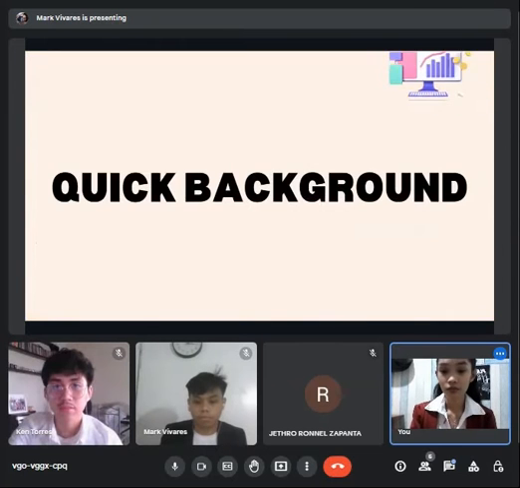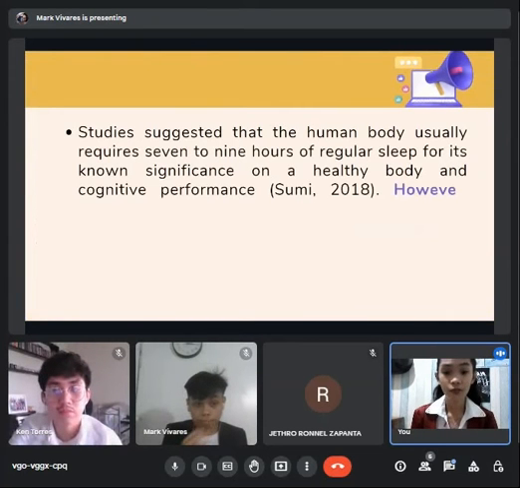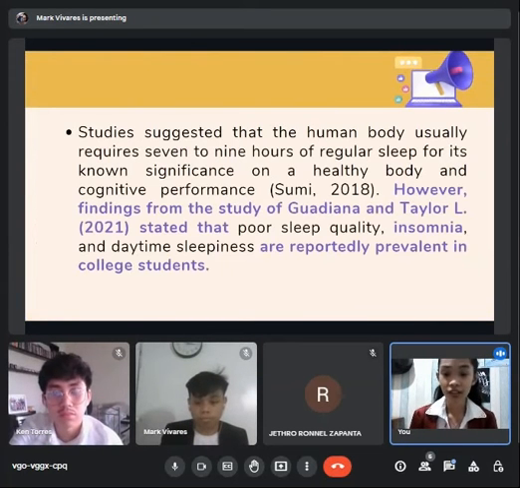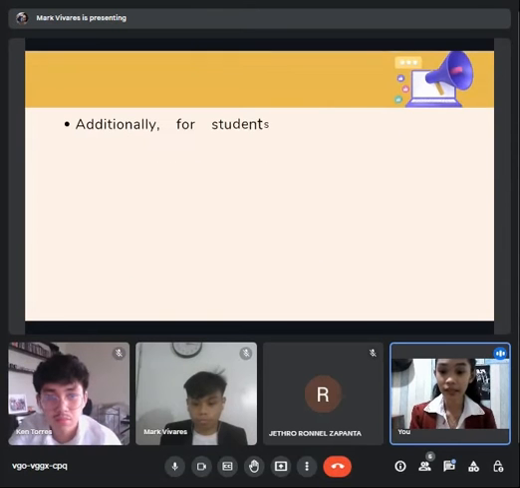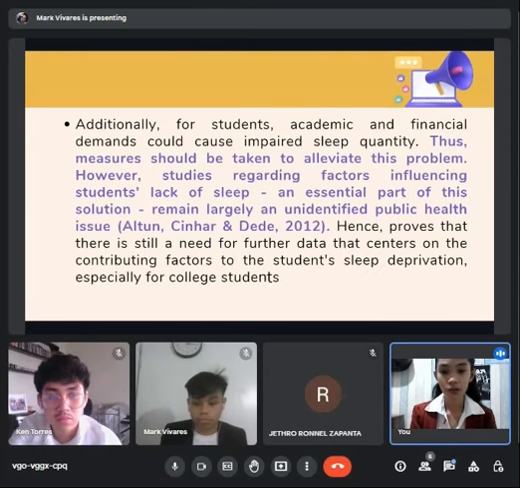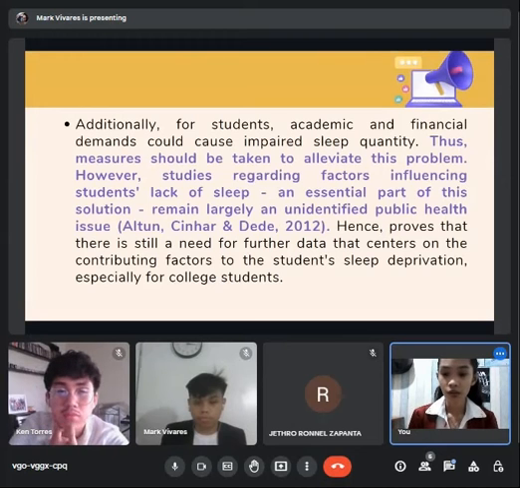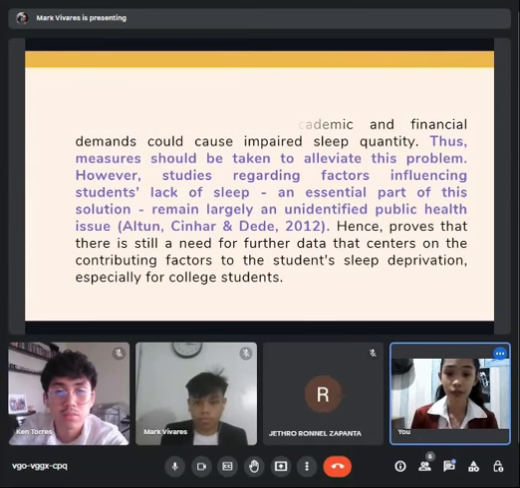For our quick background, in summary for this paragraph, as stated by Guadiana and Taylor in 2021, sleep deprivation is prevalent to college students. Hence, measures should be taken to alleviate this issue. However, studies regarding factors influencing student sleep deprivation, an essential part of this solution, remain largely an unidentified public issue, as mentioned by Alton, Sinhar, and Dede in 2012. Thus, this leads us to conduct this survey.